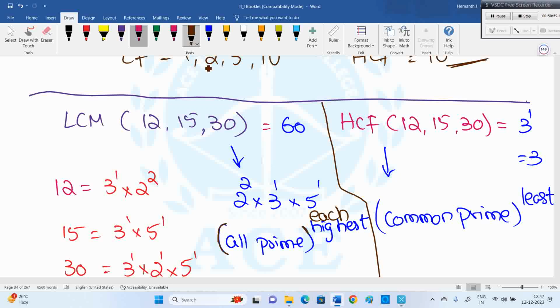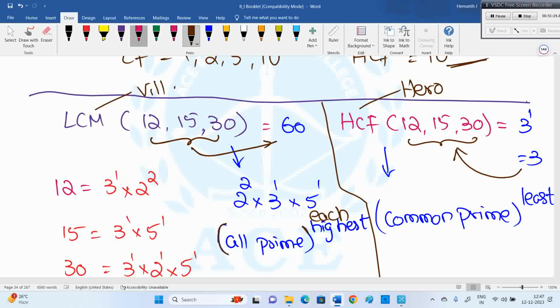The answer should be divisible by 30, by 15, and by 12. Whereas for HCF, all these numbers are divisible by 3. One person hitting all people, HCF is like the hero. This 3 is dividing this whole group of numbers. Whereas LCM is the villain, all these numbers are hitting this one number. You can remember it like that.